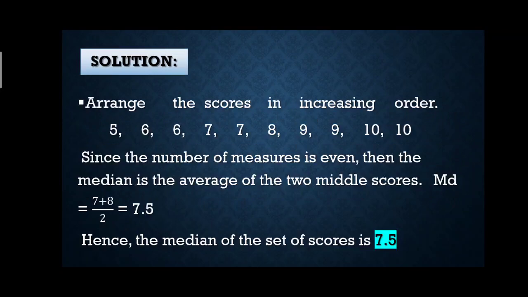Since the number of measures is even, then the median is the average of the two middle scores. With the formula, the two middle scores are 7 and 8. So add the two scores, then divide, the same as how to get the mean. So we have 7 plus 8 divided by 2. 7 plus 8 is equal to 15. 15 divided by 2 is 7.5. So our median is 7.5.